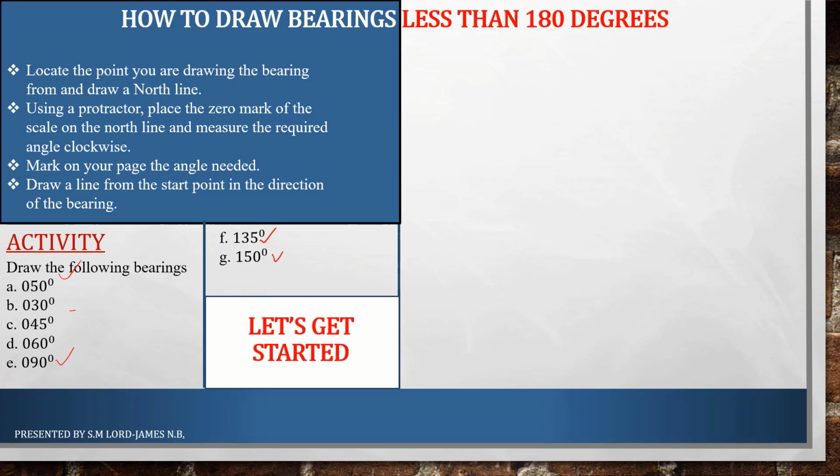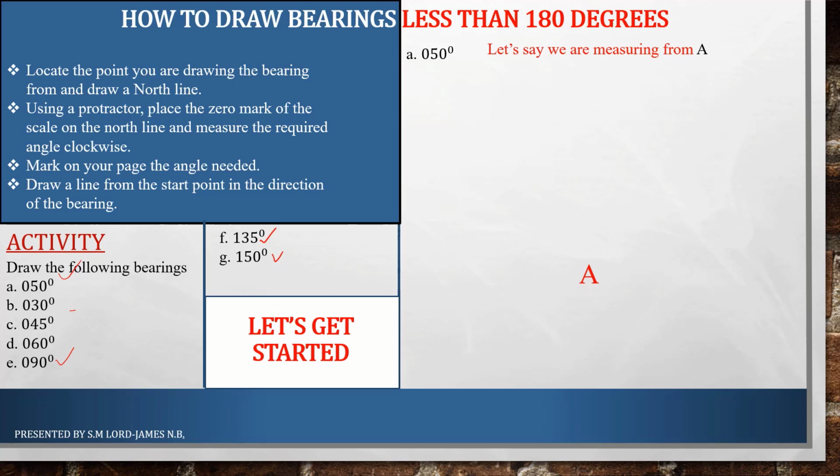Now we want to draw the bearing 050 degrees, that's A. So we are going to suppose a starting point. Let's call the starting point A. So A will be our reference point, like in the previous activity where we saw our reference point was P. So in this case we are calling that point A.